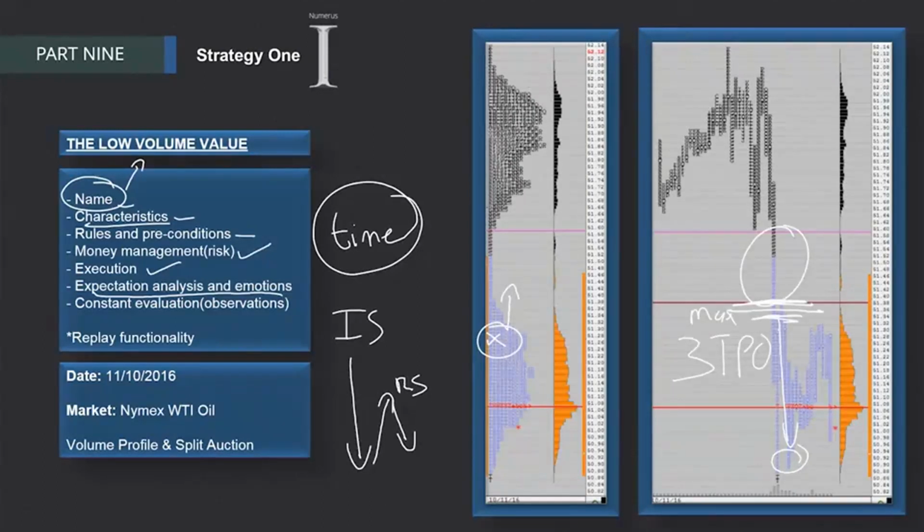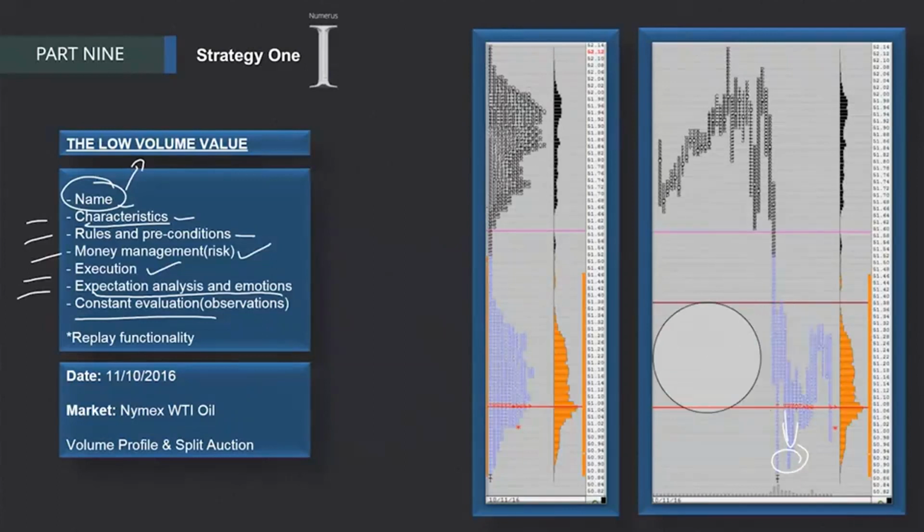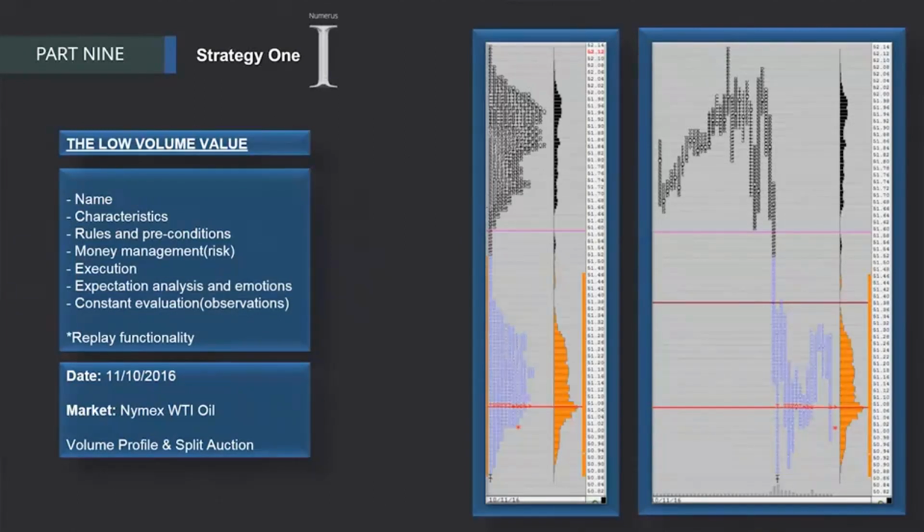So what you would then do is constantly take this trade setup and constantly adjust it in terms of the characteristics, the rules, the money management, the execution, as well as the expectation analysis. You would constantly evolve the strategy so that it's constantly improving your overall profitability. Now, let's move on to an example of where we would see this playing out in slightly different conditions. Let's move to the next slide, and I can show you some of the different variations of the low volume area.